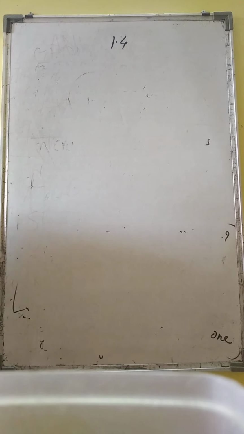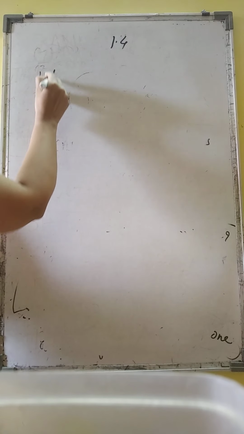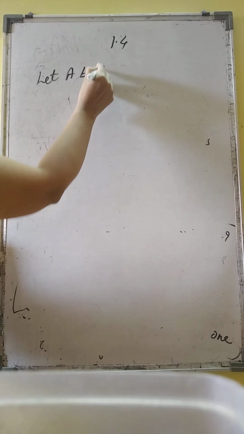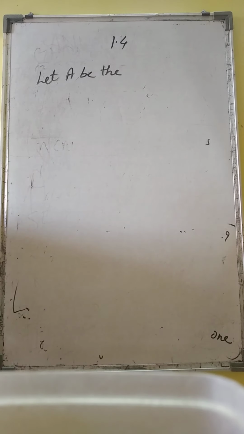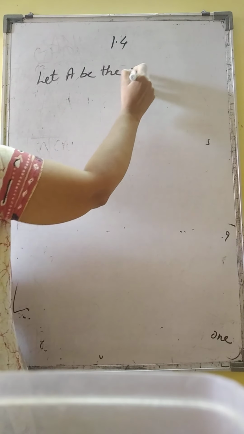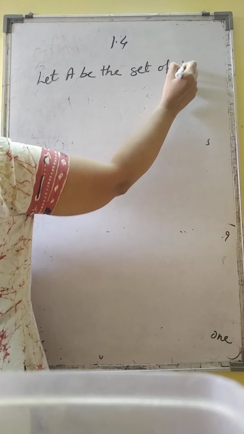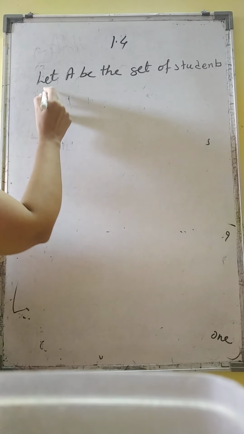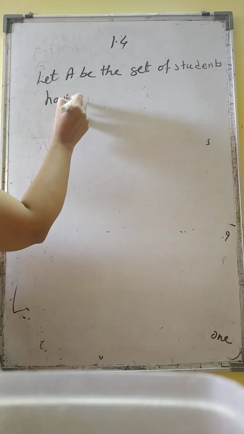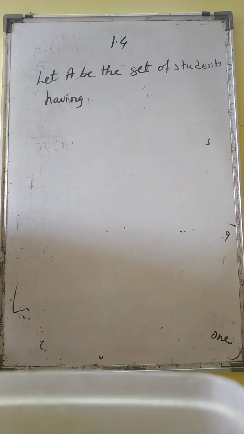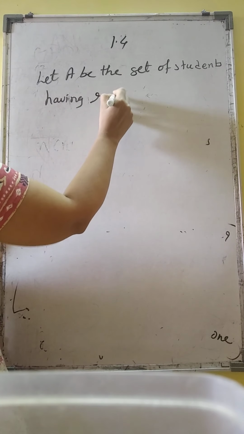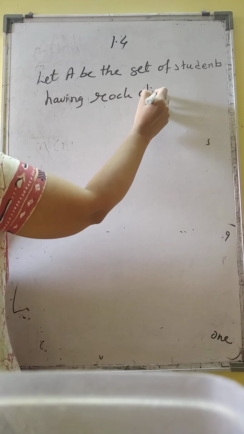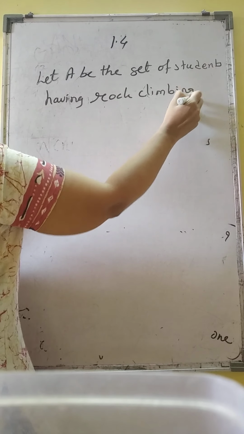So we have, let A, B. Come on, write it. Let A be the set of students having rock climbing hobby.